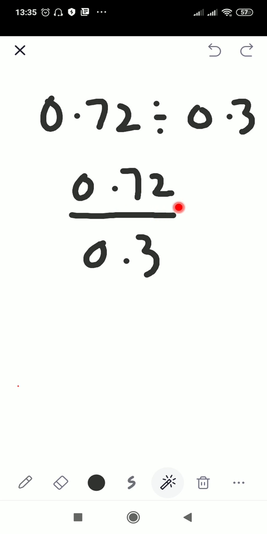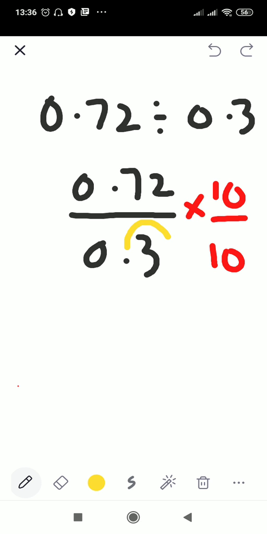When we are converting the decimal to a whole number, if there is one decimal place in the divisor, we multiply by 10. So both of the numbers we are going to multiply by 10. Multiplying by 10 means the decimal will move one place forward, and this decimal will also move one place forward because we are multiplying by 10. So when we multiply by 10, this will become a whole number, right? This will become 3 and this will become 7.2.